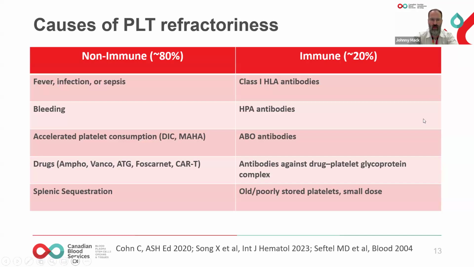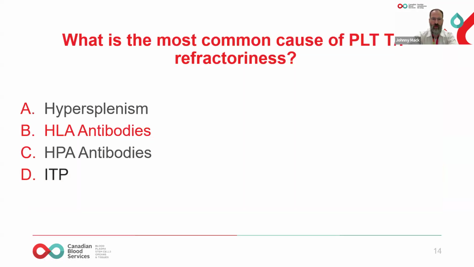So a relatively broad differential to go through, but most of it is apparent from the history of the patient and some of the transfusion details. So returning to our question, what's the most common cause of platelet transfusion refractoriness? We suggest HLA antibodies are the most common cause of true immune platelet refractoriness. We do see HPA antibodies, but much less frequently.